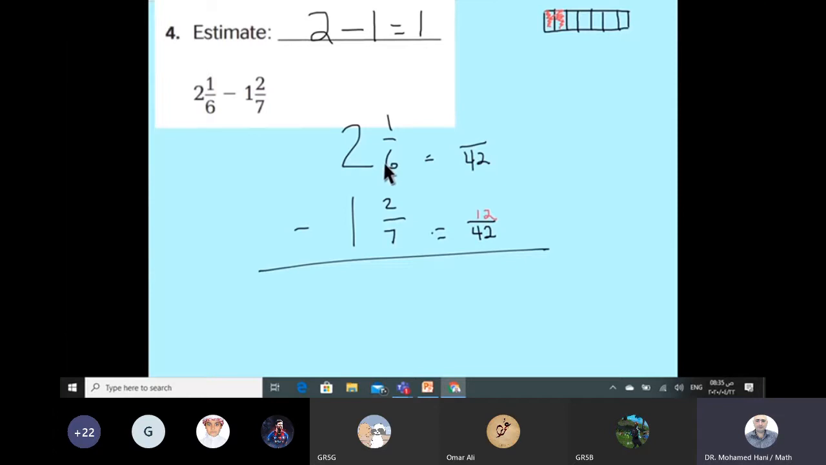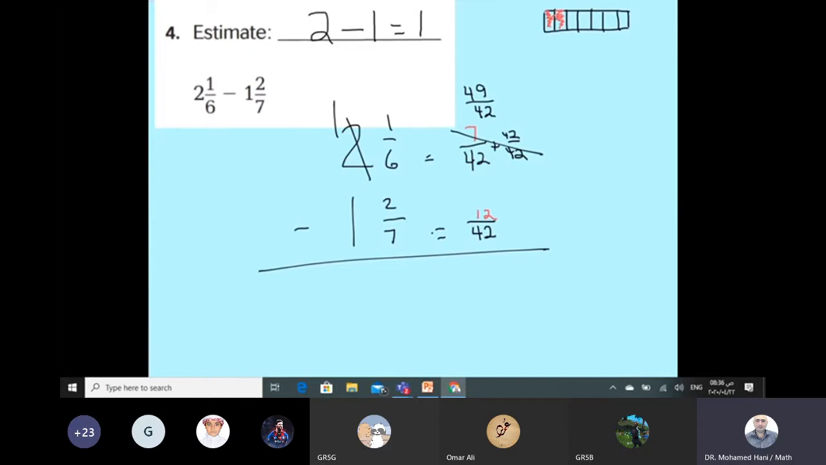And now let's look at this top one. 6 times what is 42? I know 6 times 7 is 42, so 1 times 7 is 7. And now we have a problem, because I cannot subtract 12/42 from 7/42. So I'm going to have to regroup and make it work. So let's borrow from my 2 wholes and make that just 1 whole. And now I can add 42 over 42, which equals a whole. So 42 plus 7 is 49. So this has a value of 49 over 42, which is actually 1 whole and 7/42.